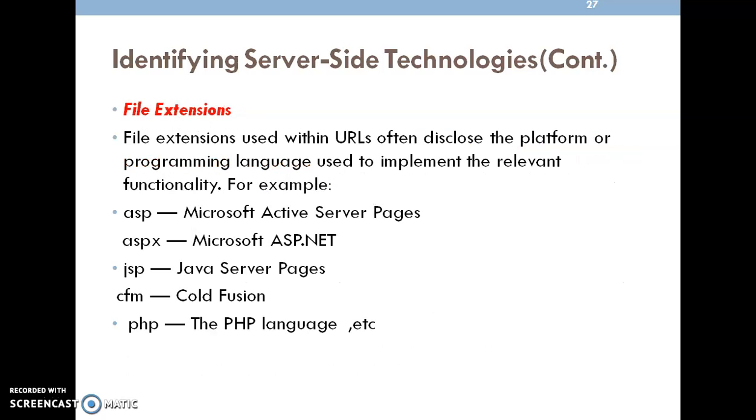Next is file extension. We can identify which files are used in the website, like Microsoft Active Server Pages, .NET, Java Server Pages, ColdFusion, Hypertext Preprocessor. If we know the web server uses these kinds of programming techniques, it will help an attacker to design their own website by saying this information is implemented in the authenticated server.